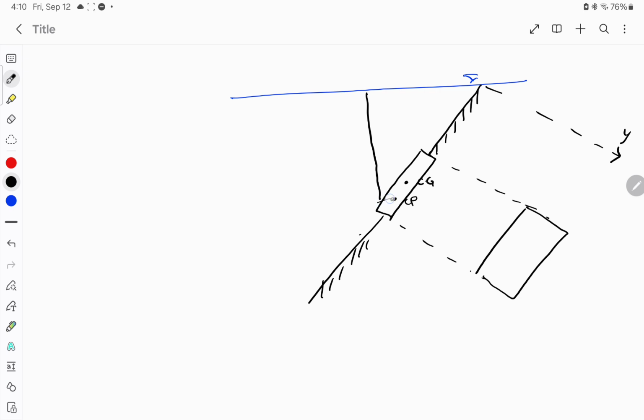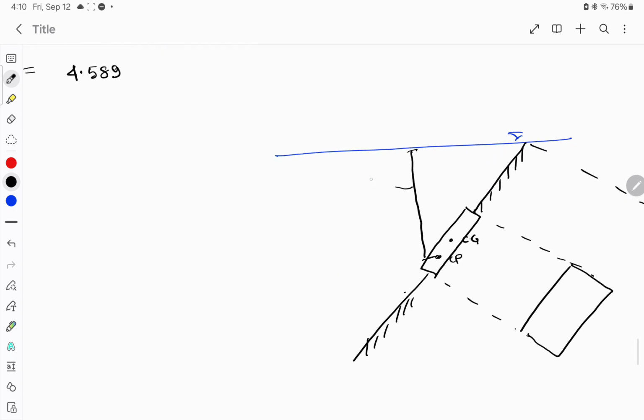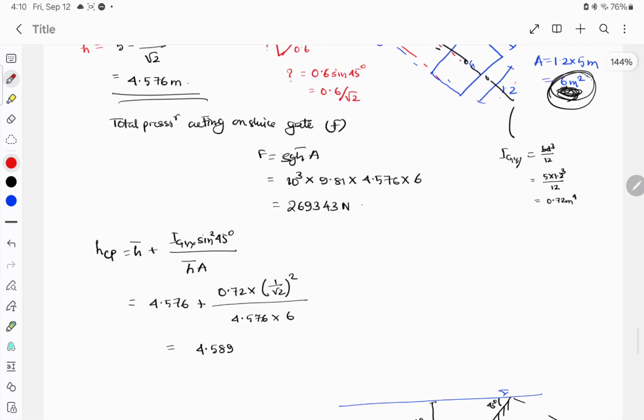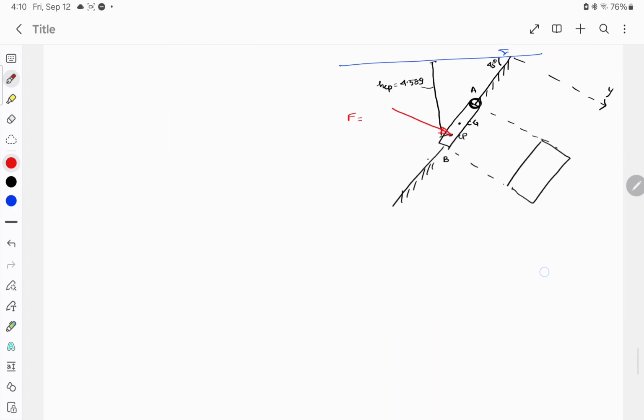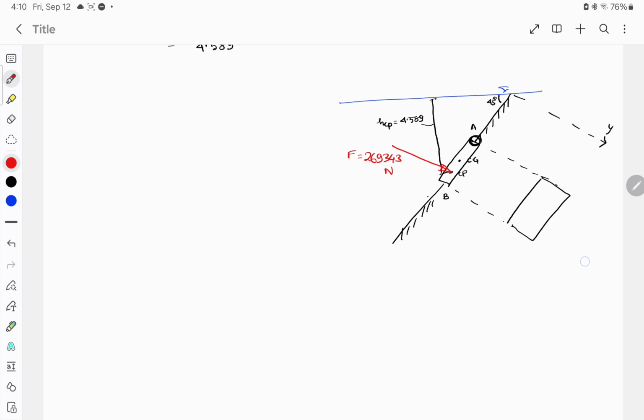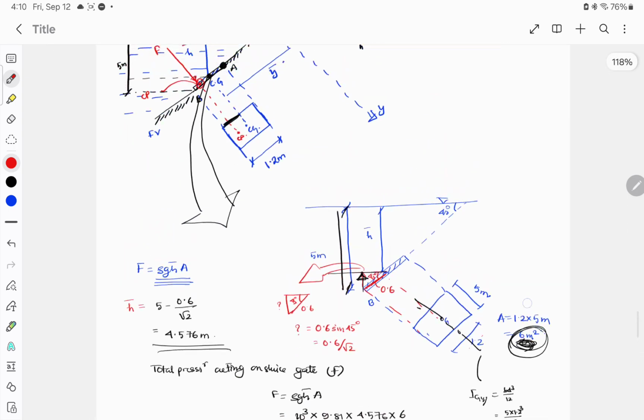दिस डिस्टेंस वी नो नाउ, HCP. This distance is how much? This distance is 4.589. That is HCP. ठीक है? This is 45 degree. आपको बोला गया था कि A पे हिंज है, ओके, एंड B, एंड टोटल फोर्स एक्टिंग ऑन दिस सेंटर ऑफ प्रेशर इज़ हाउ मच? वो भी कैलकुलेट हो गया है. 269,343 Newton. Okay.